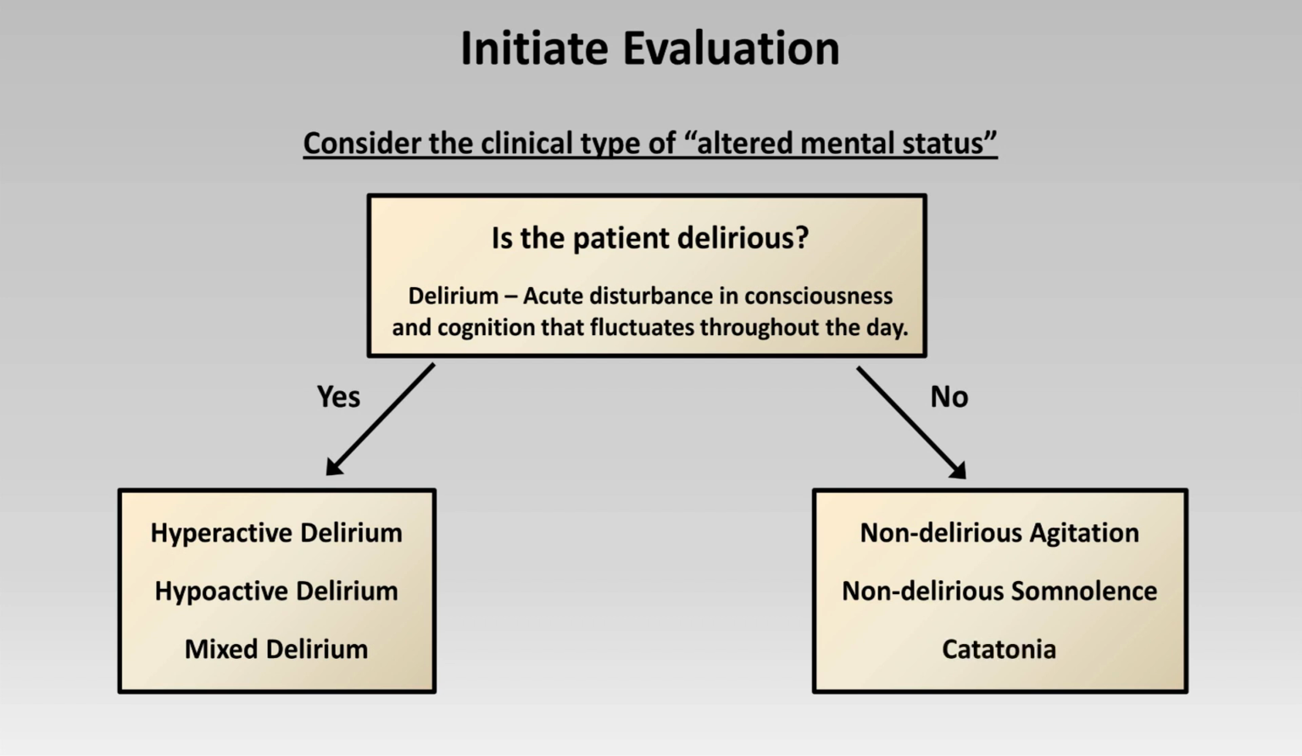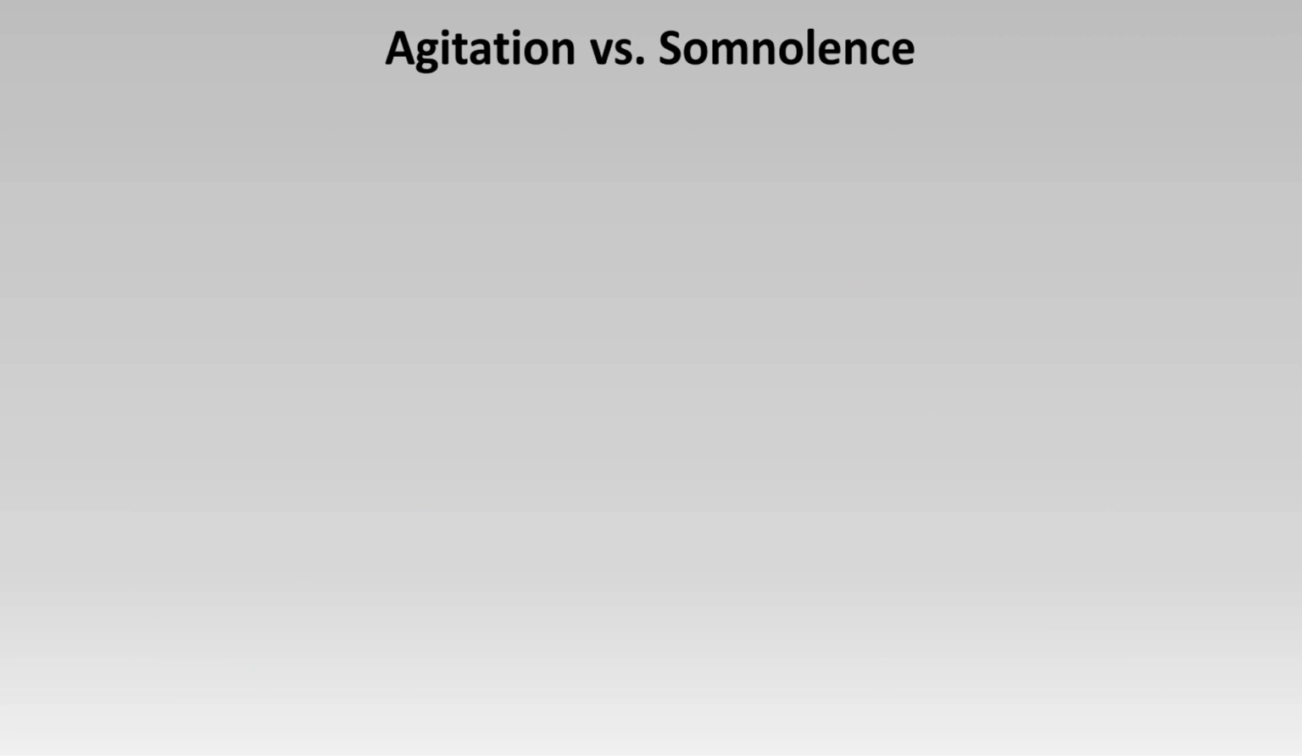more or less normal, but he or she interacts minimally with the outside world, exhibiting mutism, severe psychomotor slowing, and lack of volitional activity. Catatonia can have either psychiatric or neurologic causes. So this gives us 6 general clinical types of altered mental status, which will help our differential diagnosis. One of the most helpful distinctions is whether the patient is predominantly agitated or somnolent.